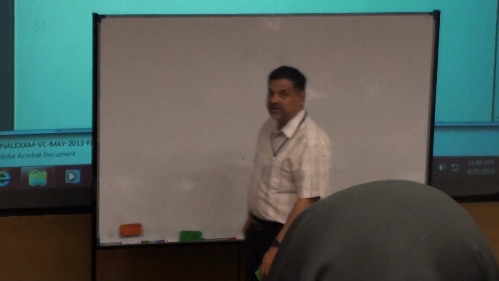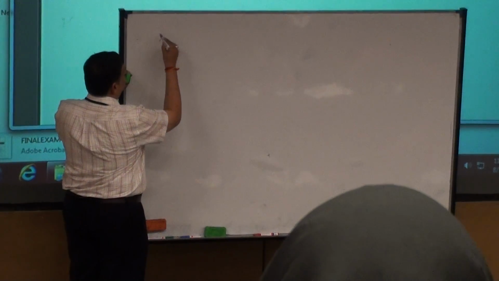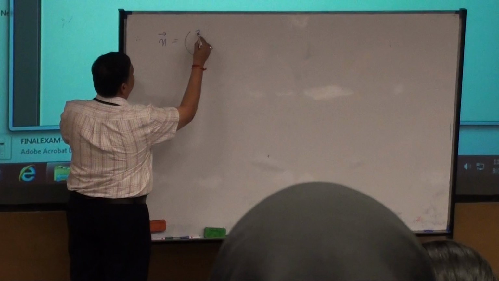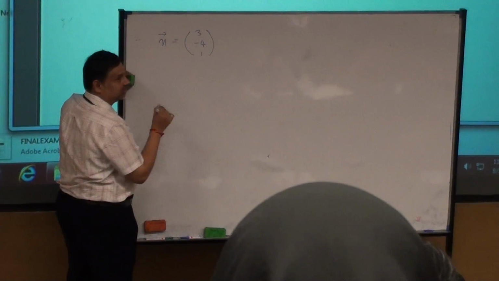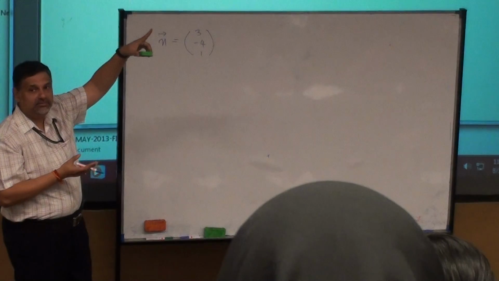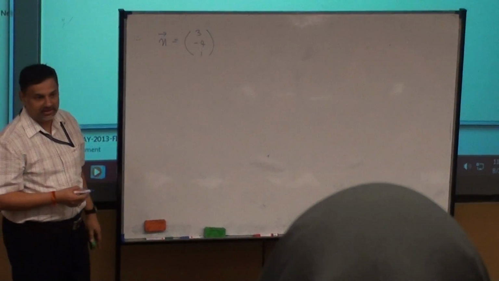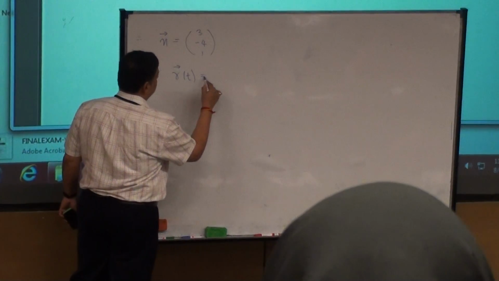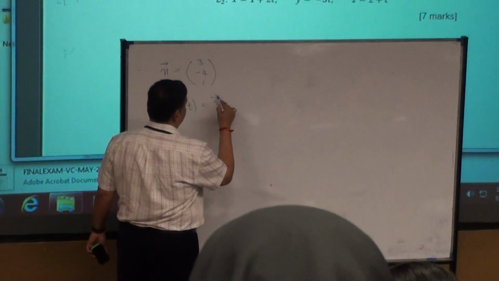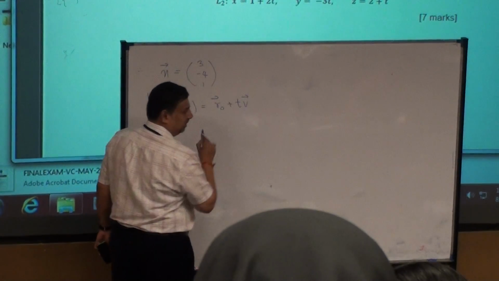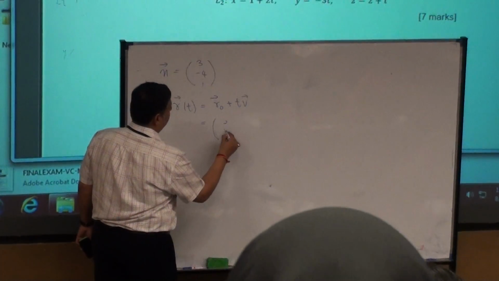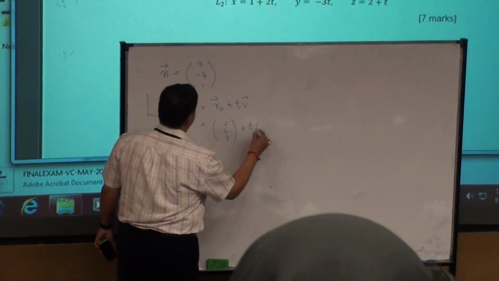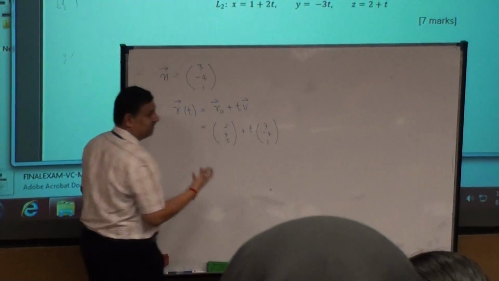The line passes through the point (2, 3, 4) and is perpendicular to the plane given by x minus 4y plus z minus 6. For the plane, you know that the normal vector is (3, -4, 1). The line is perpendicular to the plane, which means it is parallel to the normal vector. So the equation of the line, the standard equation, is r(t) = r0 + t times (3, -4, 1), where r0 is (2, 3, 4). As simple as that.